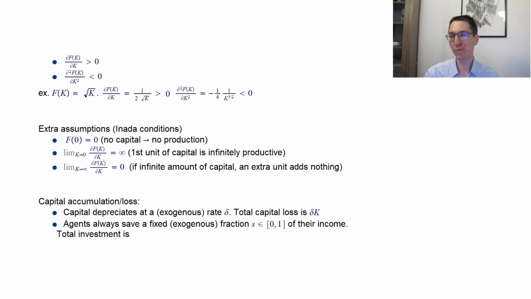And what can I do to mitigate this loss of capital? Well, I can invest in more capital. And to invest, I need to save some of my output. So here the savings rate is some fraction S, between 0 and 1. Agents can save this as a fraction of their income and reinvest it. So what is total investment? Total investment is going to be written I equals the fraction of production saved, S, multiplied by the total production. And I can already substitute F, so I can write S times F of K.